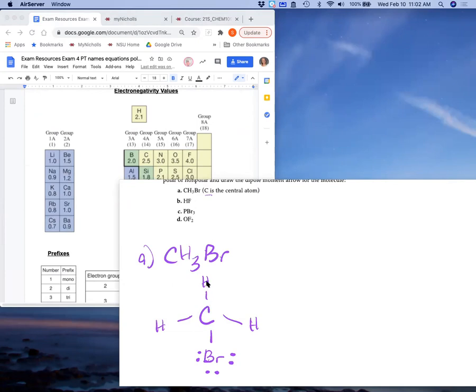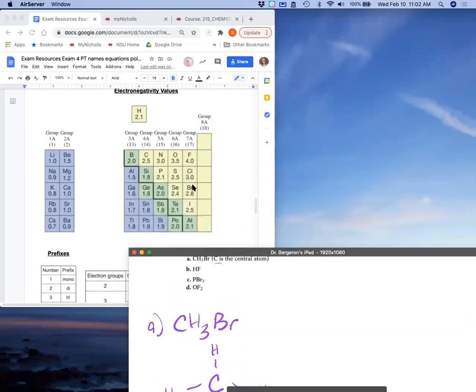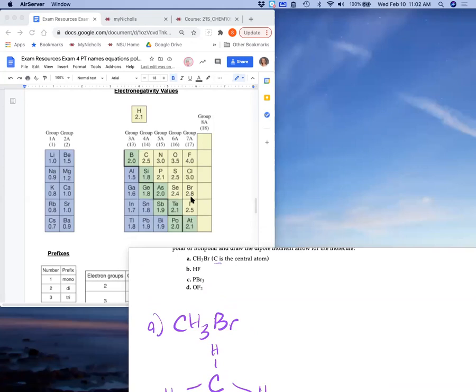So we have carbon-hydrogen bonds. And if we look here, carbon-hydrogen, well, they're really, really similar. So they share electrons pretty equally. But if you look over here, carbon and bromine. So here is bromine right here. Carbon and bromine have a large enough electronegativity difference that we say that they do not share equally.